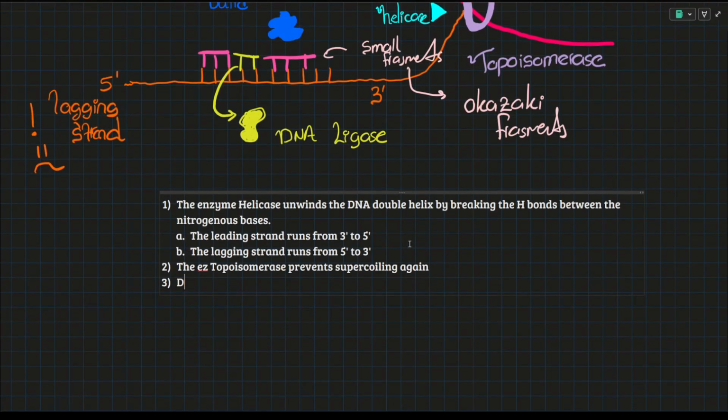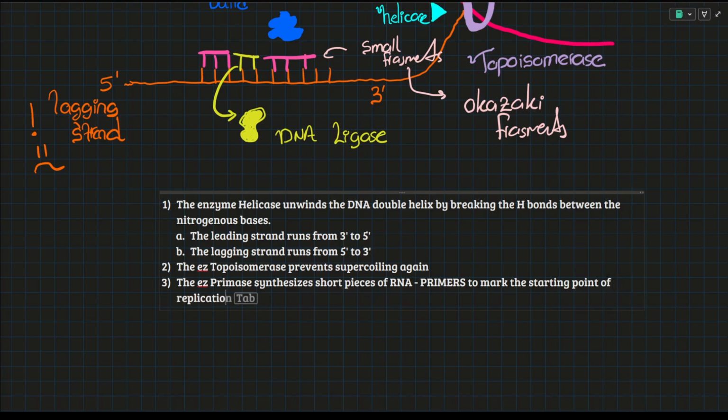Now let's begin with the first enzyme that's going to be involved in the actual replication process itself. That is going to be DNA primase. You don't even have to call it DNA primase. Let's just call it the enzyme primase. The enzyme primase synthesizes short pieces of RNA. These are known as primers to mark the starting point of replication.